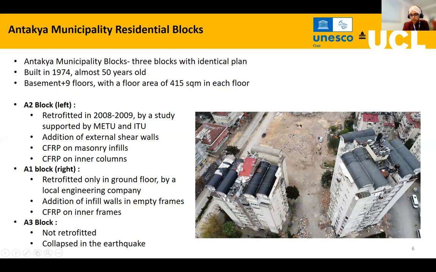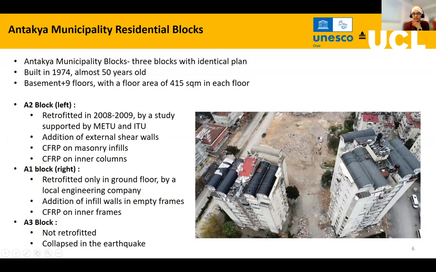This was part of a complex with 3 blocks. You can still see the 2 blocks that are standing. There was a third one in this empty space, which had to be completely demolished and taken away because it did not survive the earthquake. The building on the left, the A2 block, all of them were built about 50 years ago. They were basement plus 9 floor buildings with about 400 square meters in each floor area.